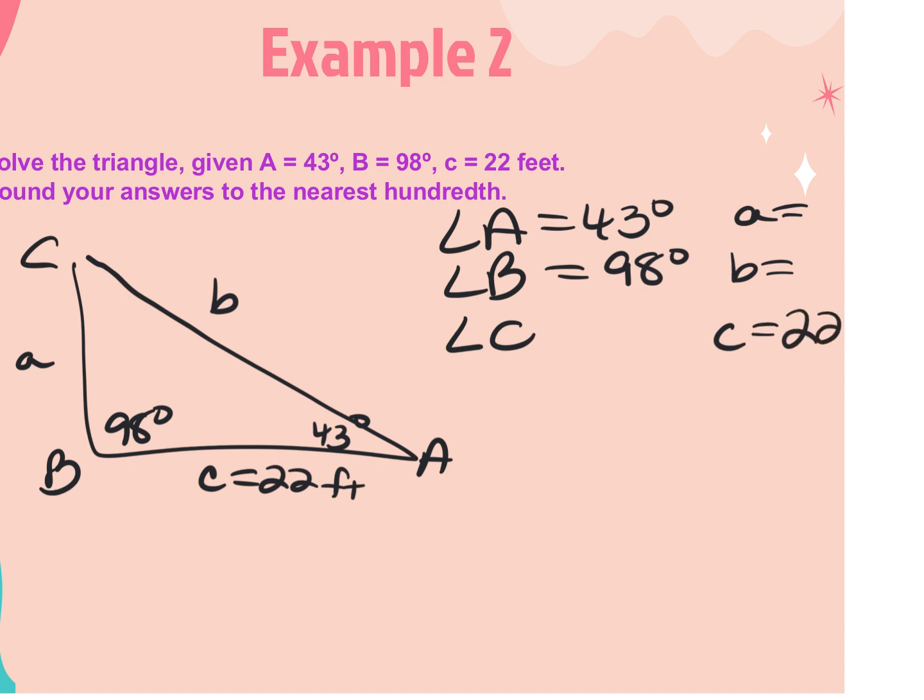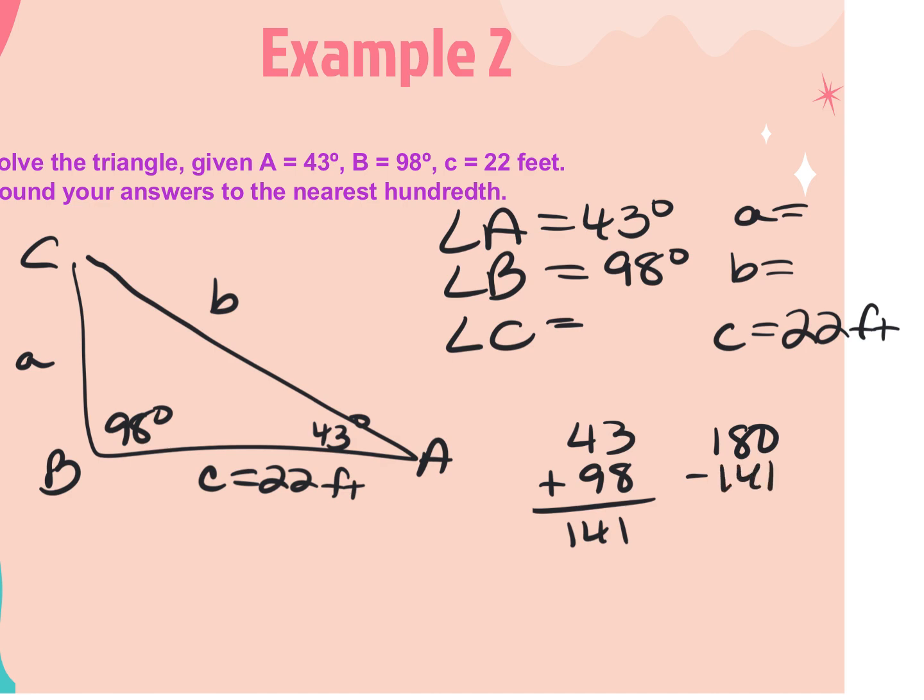And C was 22. So again, what I'm going to do here is I'm going to find that missing angle first. So I'm going to add 43 and 98 and then subtract that from 180. So when you're given 2 of them right from the beginning, add them and subtract that sum from 180. And that last missing angle is 39 degrees.